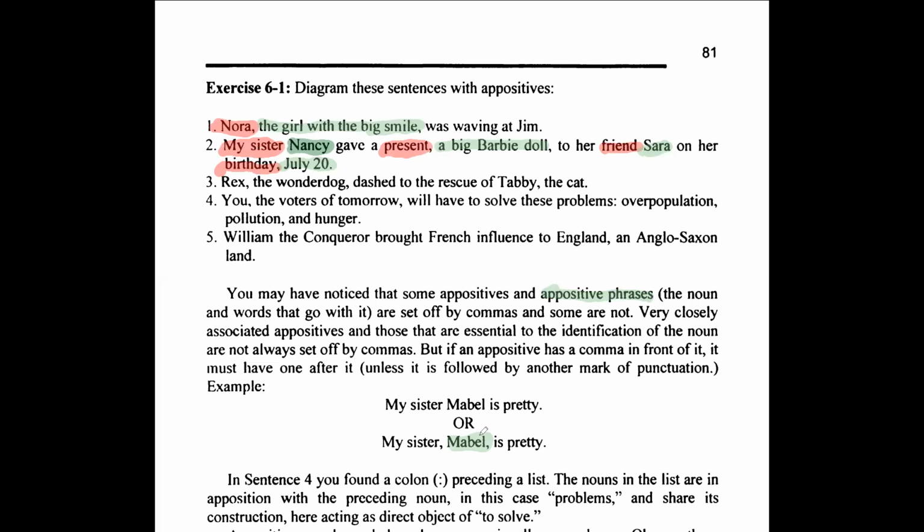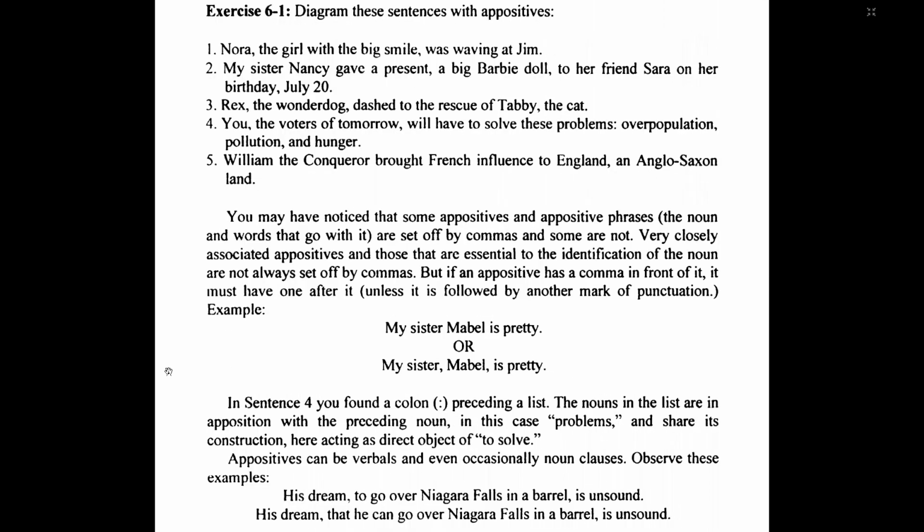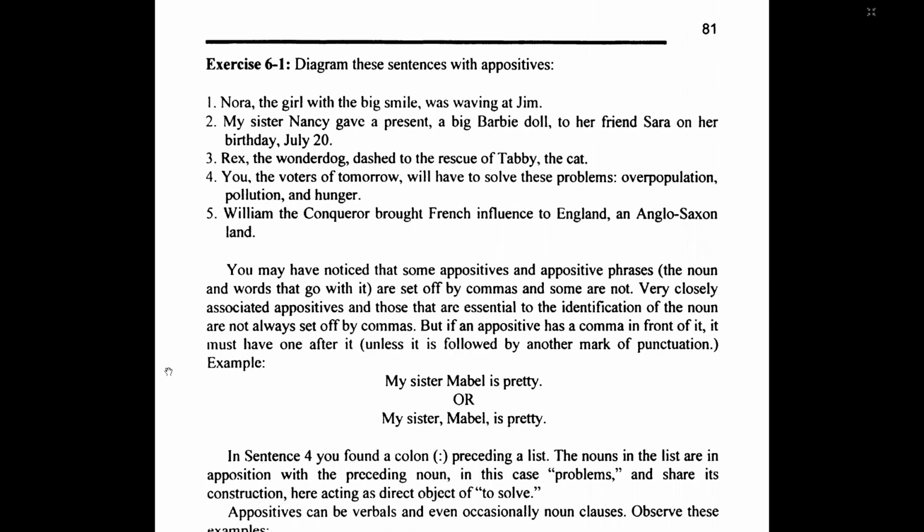But let's say the person has like 3 or 4 or 5 sisters. Then you don't need the commas because Mabel is necessary to distinguish which sister as opposed to the other 4, 3, or 2. Okay, so that's not too difficult. So make sure you diagram the rest. So in sentence 4, you found a colon preceding a list. Okay, let's mention this one.